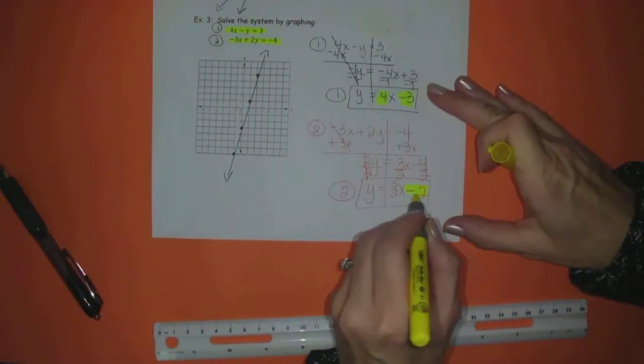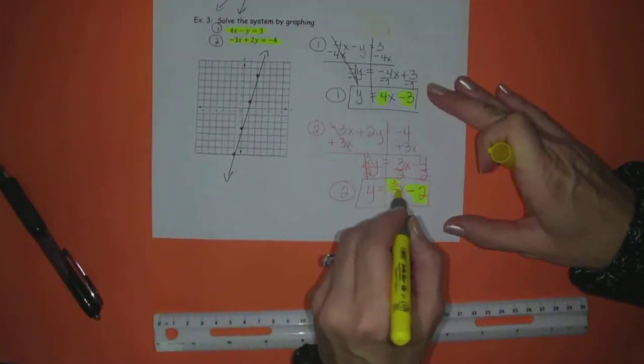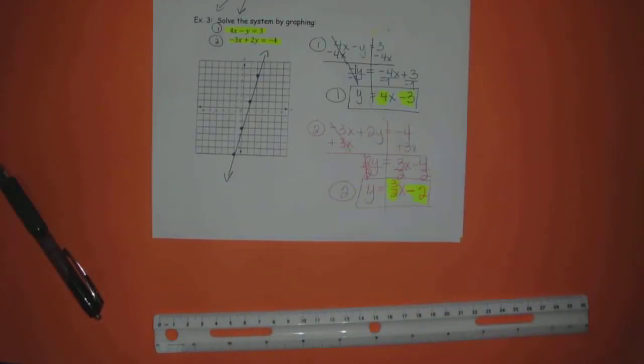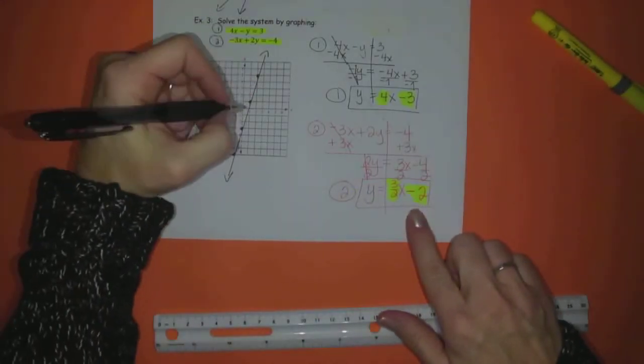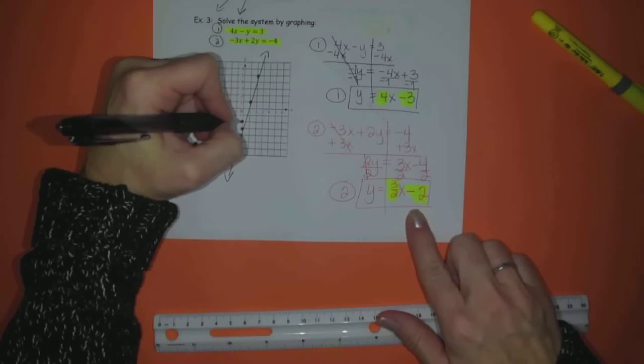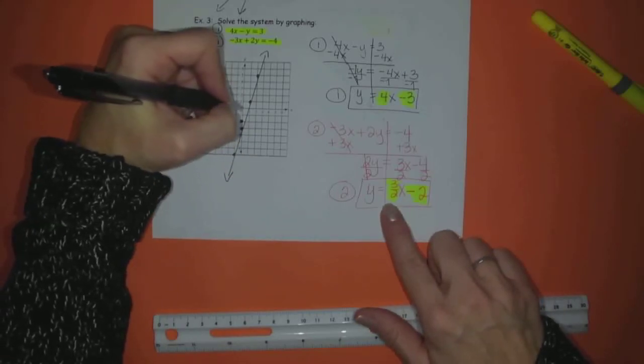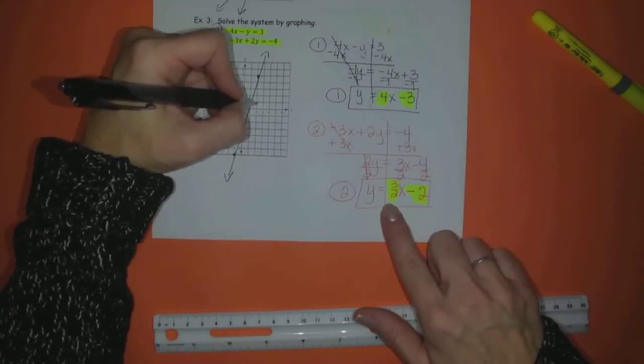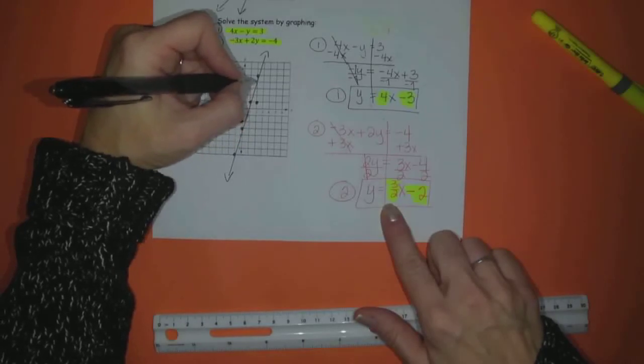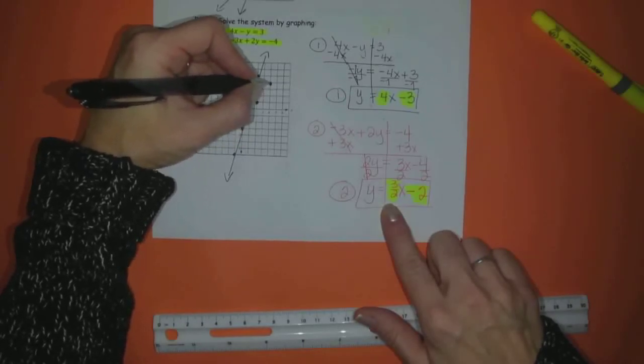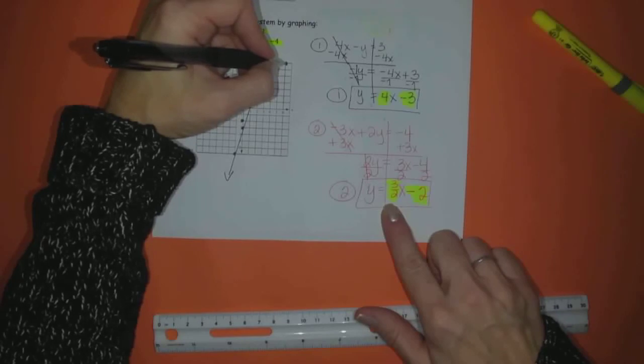Y-intercept negative 2, slope 3/2. So I'm going to come down 2, 1, 2, and then I'm going to rise 3, 1, 2, 3, and run 2, and keep repeating that.